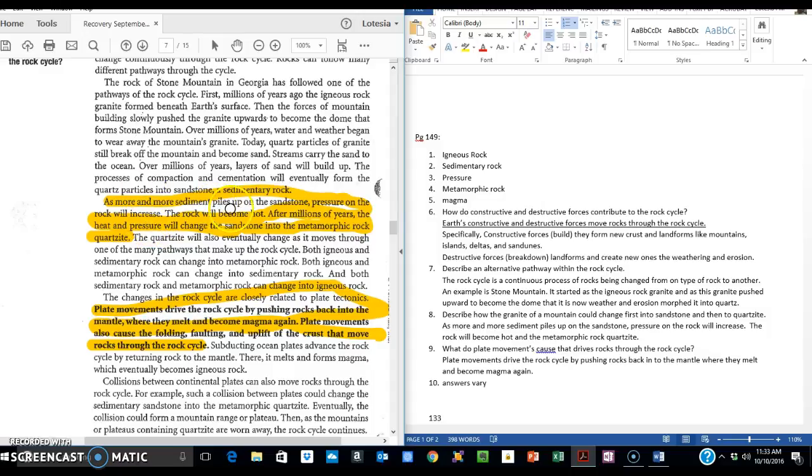As more and more sediment piles up on the sandstone, pressure on the rock will increase, the rock will become hot, and after millions of years, heat and pressure will change that sandstone into a metamorphic rock, such as quartzite. So for number 8, I just basically took portions of that as far as it piling up on the sandstone. Pressure will increase, and then it will be a metamorphic rock, quartzite. All right.